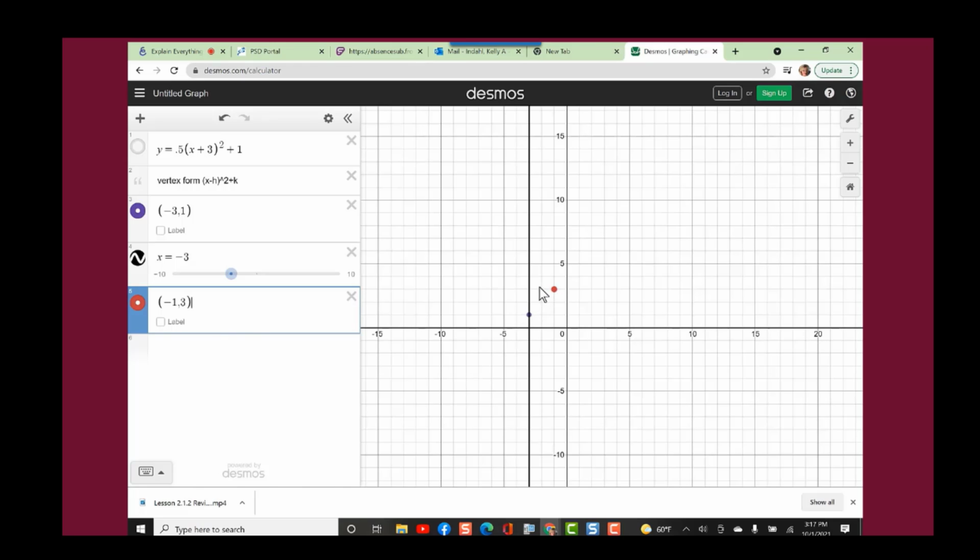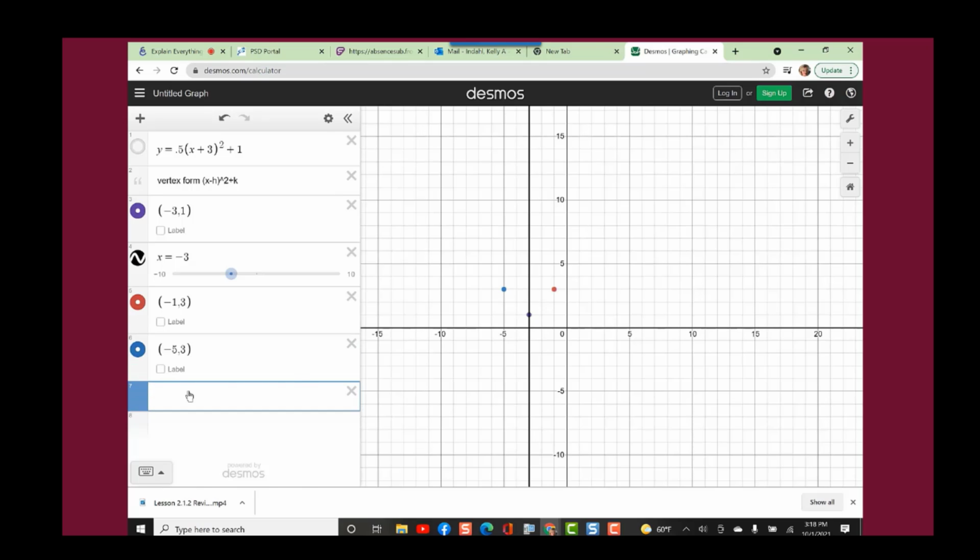Now, I'm 2 away from the axis of symmetry, so I'm going to go over 2 to get my next point, which is at negative 5, 3. So let's plot that point. Negative 5, 3. All right, we've got 2 nice points. They look symmetrical. We're going to pick one more.